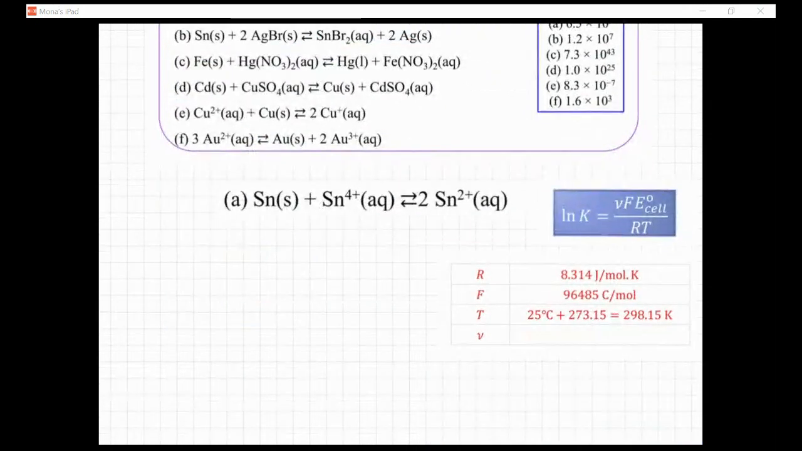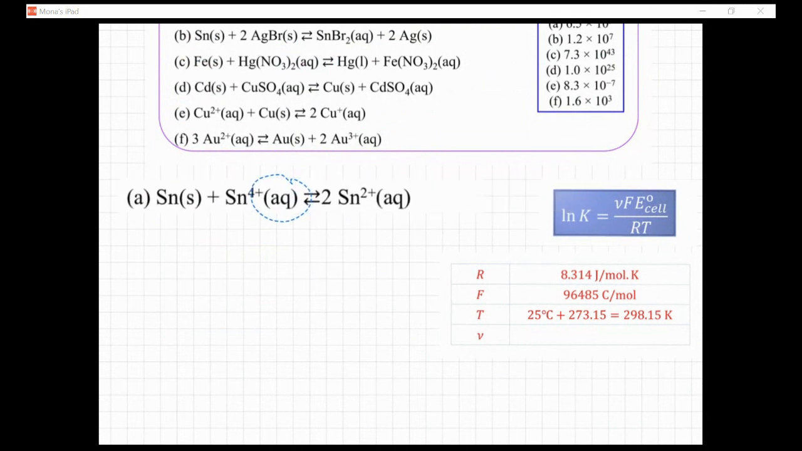So now we need to go and find the two half reactions. So what is happening here? Let's look at what we have here. Sn solid is converted to Sn2 plus.